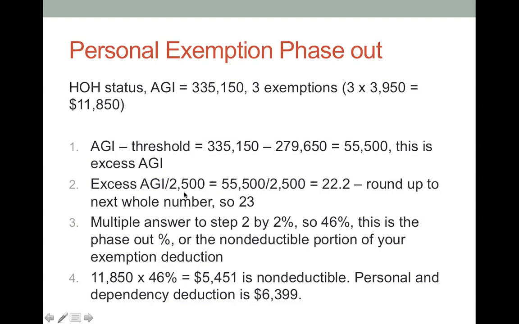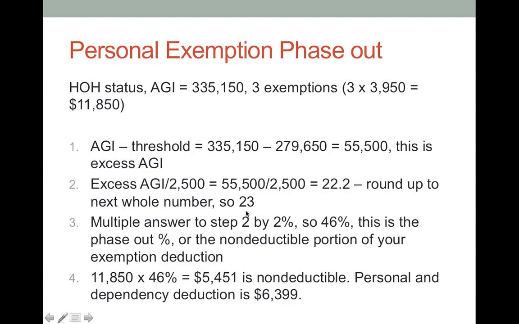We take her excess AGI and divide it by 2,500. You always divide the excess AGI by 2,500, and you'll get a number. The number we get for this taxpayer is 22.2. You always round up. It doesn't matter what this decimal is. If there's a decimal there, you round up to the next whole number. So for this taxpayer, we would round up to 23.